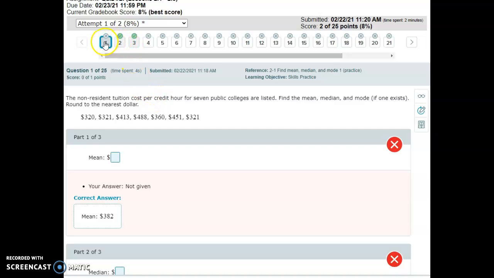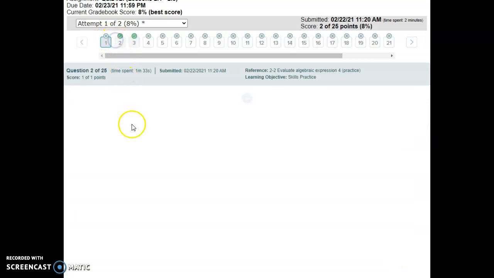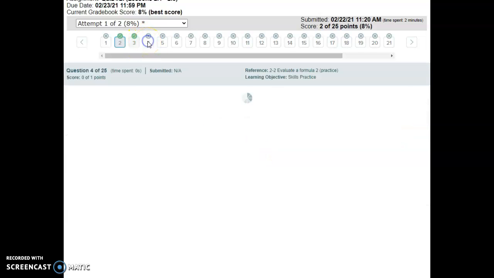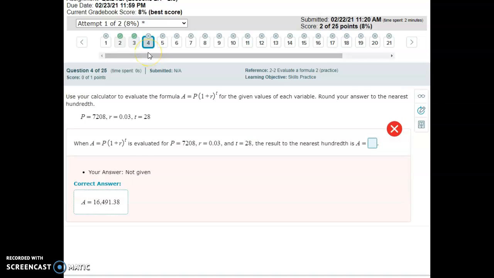And then I can check off which ones. If there is a red X here, that means I did it wrong. If there's a green check mark, it means I did it correctly. So I can view what I did correctly. Now, none of these were submitted incorrectly.